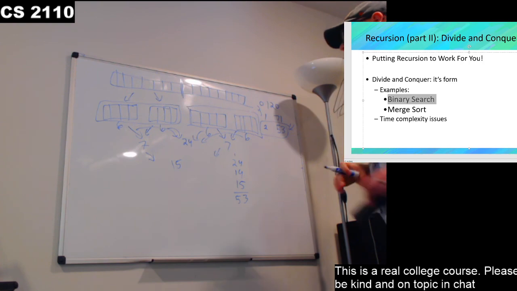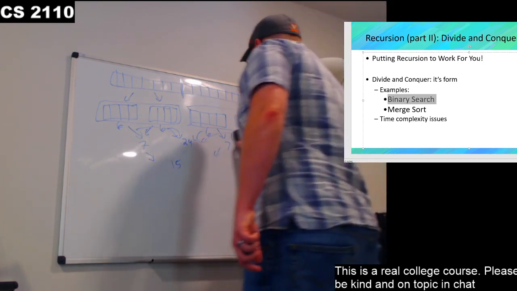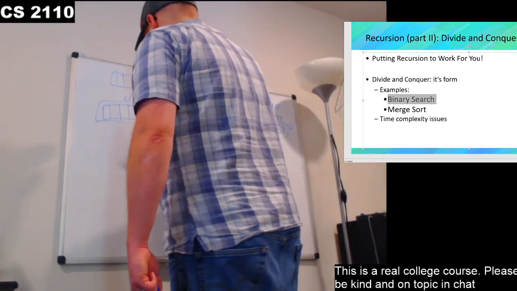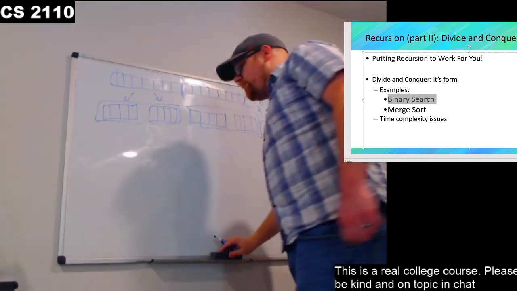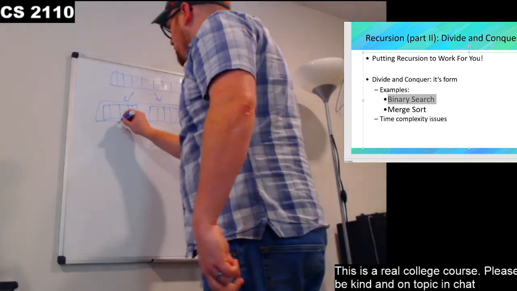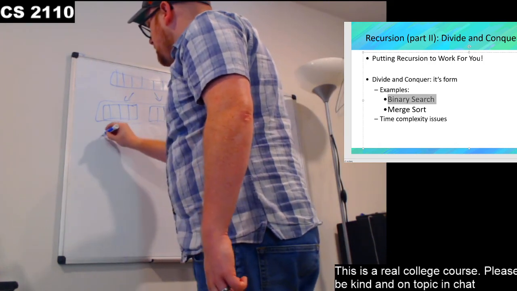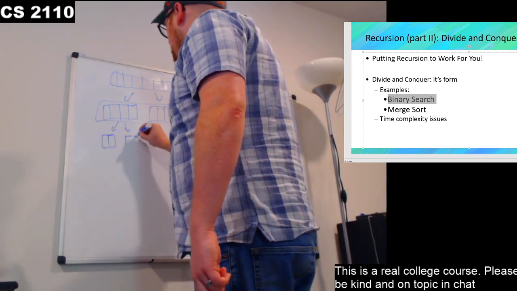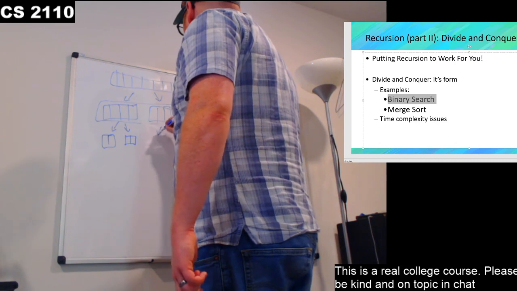Let's go one step further. Now I break this down to size 2. So I have 8 arrays of size 2.